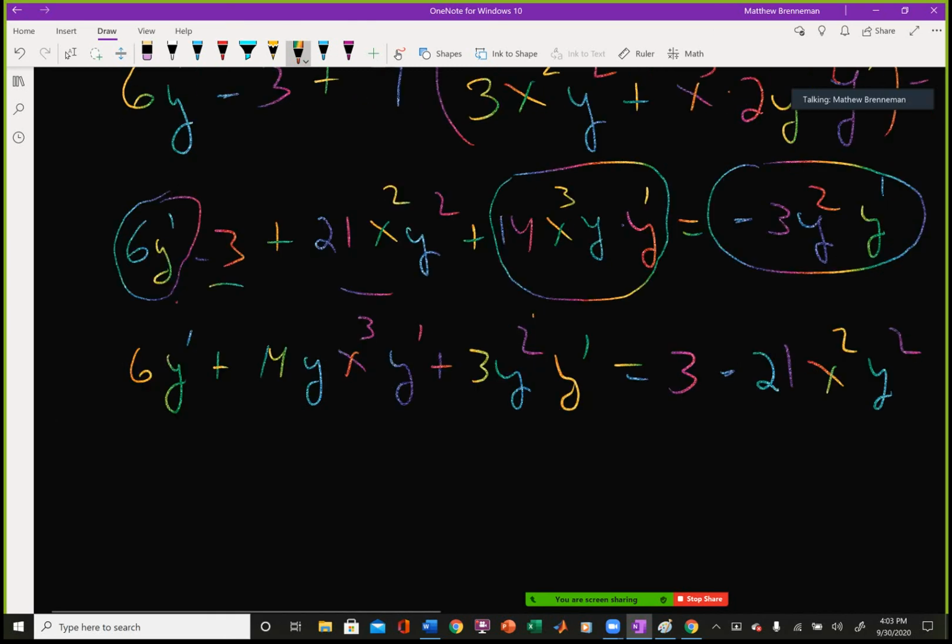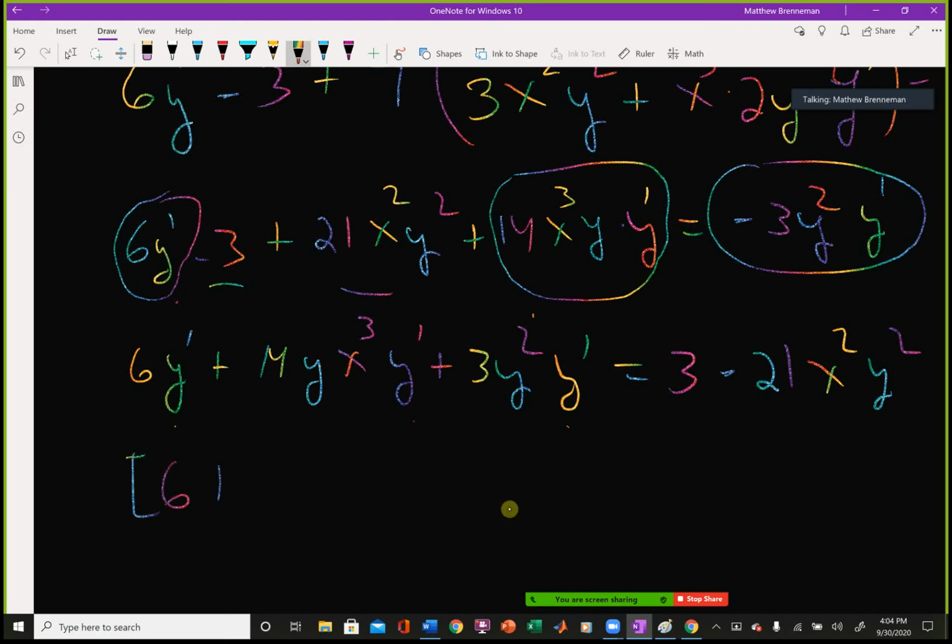Now, why did I do that? Well, I cold-bloodedly set that up because what do I want to do now? I want to take a common factor of y prime out, right? Notice that every term has a factor of y prime. So I can factor out y prime.